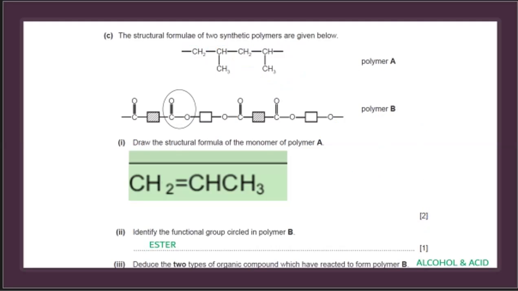Identify the functional group circled in polymer B. So the functional group C double bond O, O, which is also here and here and here, this is the functional group of an ester. So deduce the two types of organic compounds which have reacted to form polymer B. The two types of organic compounds which would have reacted to form polymer B, which has an ester linkage.